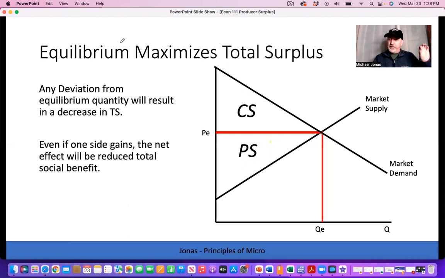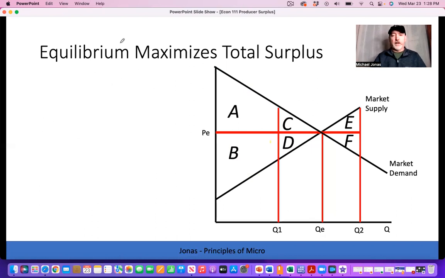And again, a change from equilibrium might be beneficial to consumers. It might be beneficial to producers, but the net effect is always going to be negative, right? The losses are always going to be greater than the gains. And we can see the only two options from a change from equilibrium is if quantity goes down or quantity goes up.